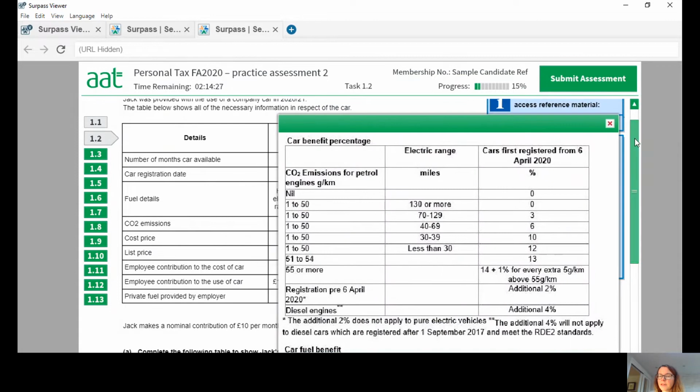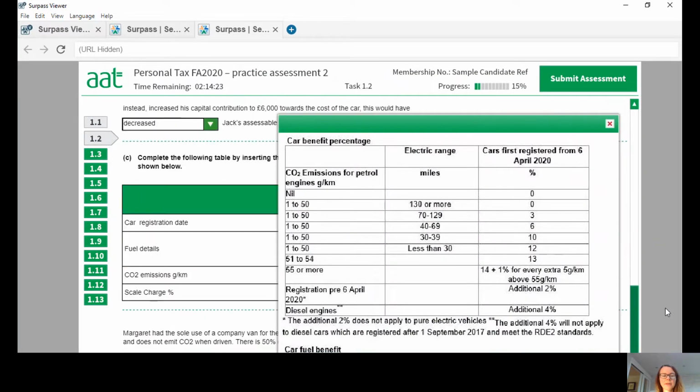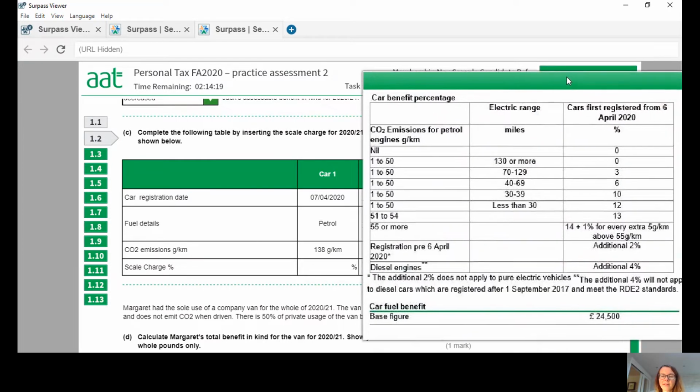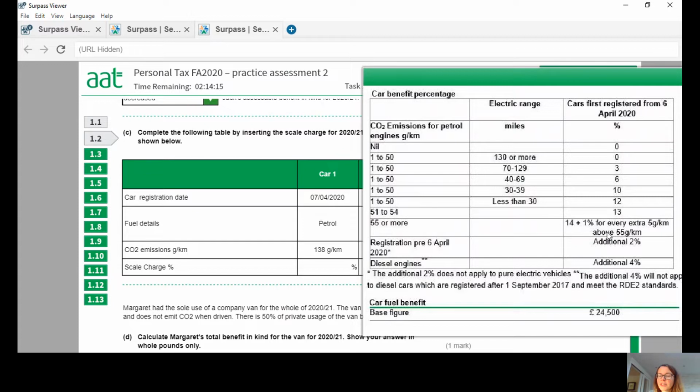All right, so we can move this around a little. Here we go. Part C we're on. Right, so we can just about see that there, I think, for the first one. So it's 138, so it's over the 55. So what we do is we round down to the nearest 5, so that's 135. Subtract 55 and then divide by 5. So that gives us 16. And then we add 14. It's not registered pre 6th of April, so we don't have to add the extra 2, and it's not diesel. So my answer, 16 plus 14 is 30%.